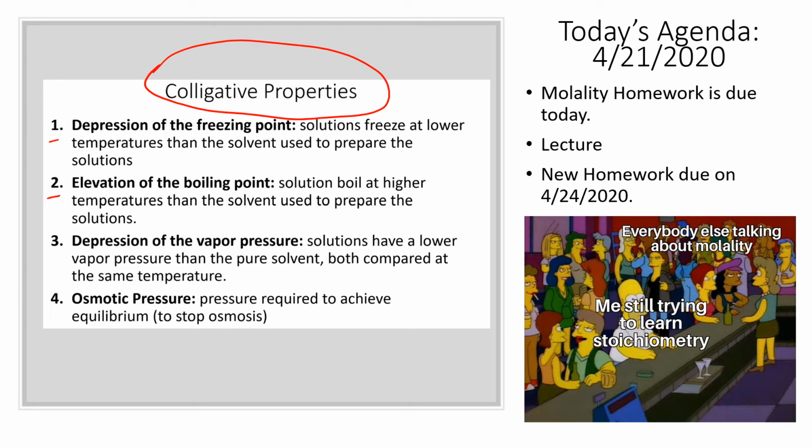Depression of the vapor pressure, we won't cover that. And the last one, osmotic pressure, we will cover. So it's the pressure required to achieve something called equilibrium to stop osmosis.